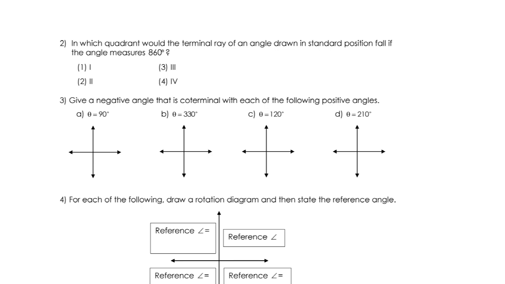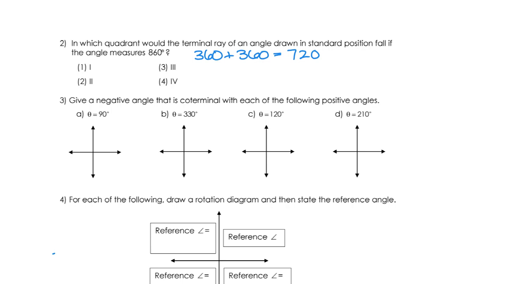All right, let's see if we can answer these questions based on what we learned. In number 2, it says, in which quadrant would the terminal ray of an angle drawn in standard position fall if the angle measures 860 degrees? So what we have to realize is that 860 is way more than 360. In fact, guys, 360 degrees plus 360 degrees is only 720 degrees.